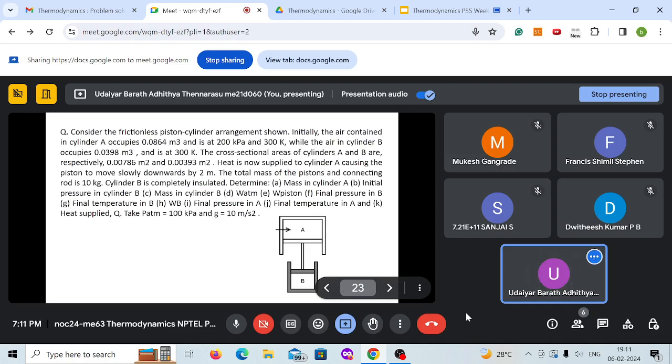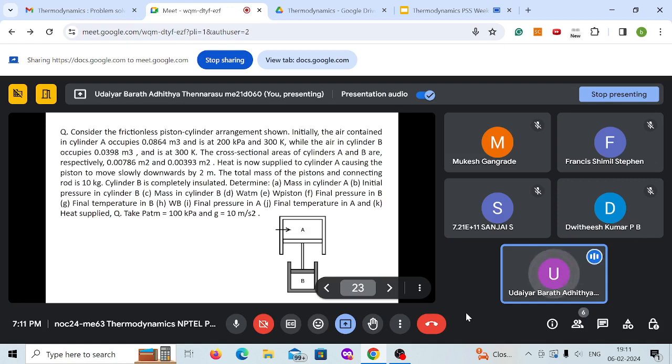So moving on, we have a frictionless piston cylinder arrangement shown. A similar problem with the piston cylinder, but here two pistons and cylinders are coupled together. So initially the air contained in cylinder A occupies 0.0864 meter cube and is at 200 kilopascal and 300 Kelvin. While the air in cylinder B occupies 0.0398 meter cube and is at 300 Kelvin. The cross sectional areas of cylinders A and B are respectively 0.00786 meter square and 0.00393 meter square.